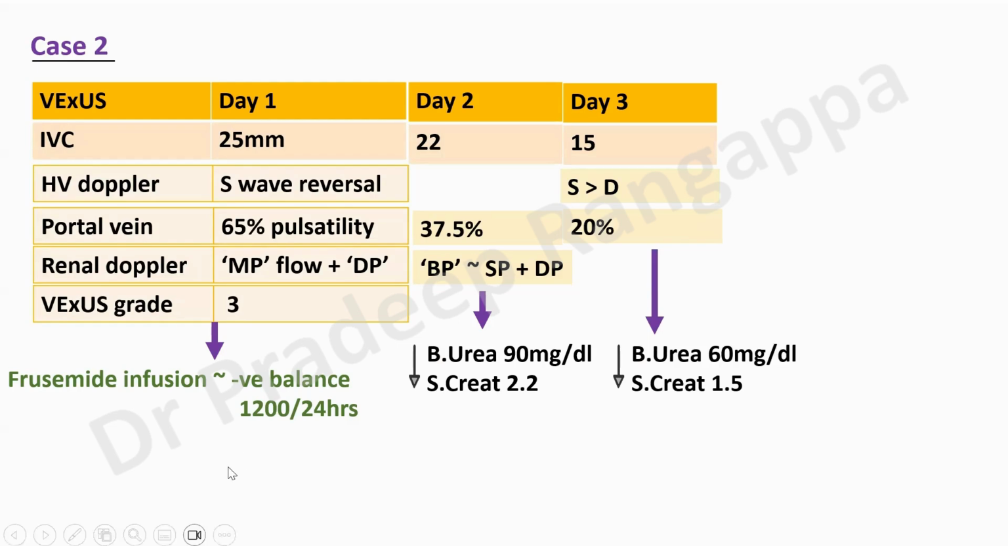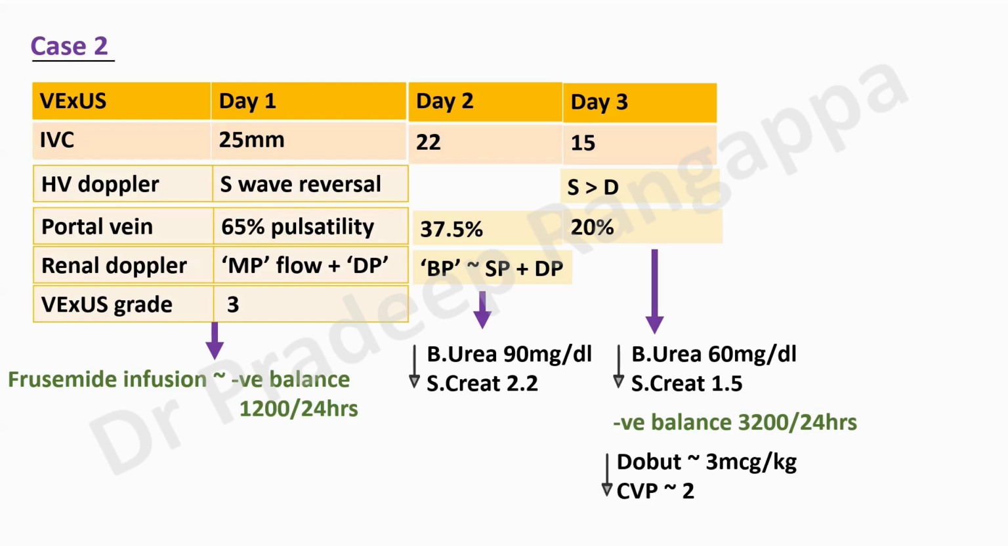And if you see, consequently blood urea continued to come down, creatinine continued to come down to 1.5, and by then the patient had achieved a negative balance of 3200 ml in 24 hours. So basically this showed there was renal congestion and continued diuresis helped improve the renal function. And dobutamine came down to 3 micrograms per kg and CVP also came down to 2.